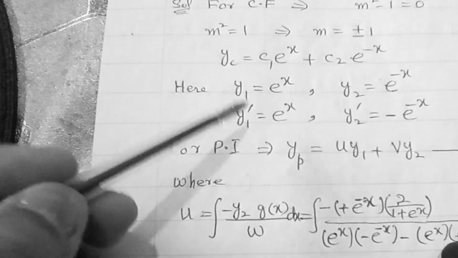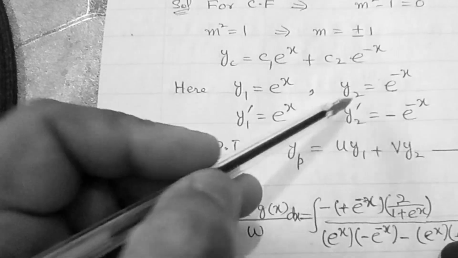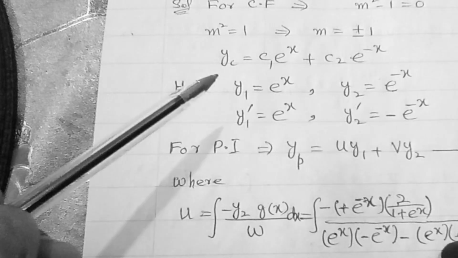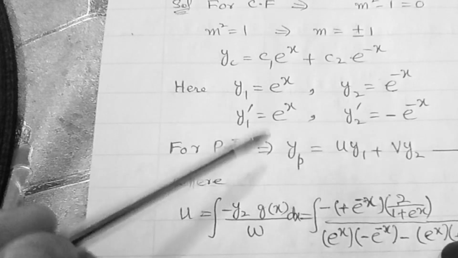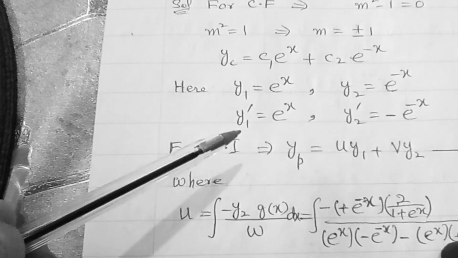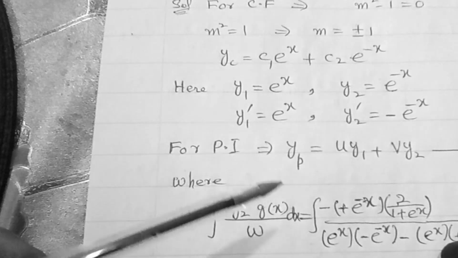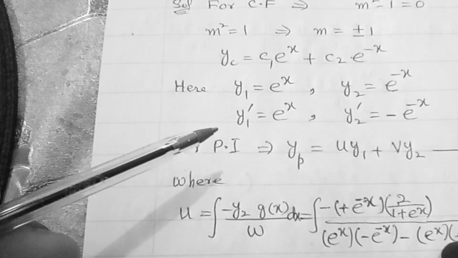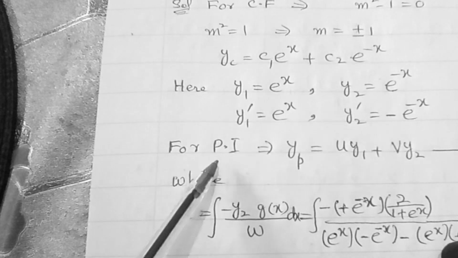And we also find the derivatives. So y1 prime becomes exponential x and y2 prime is minus exponential minus x. Why have we taken the derivatives? Because we need them in the Wronskian in the denominator of the integral. So we know the particular integral formula.